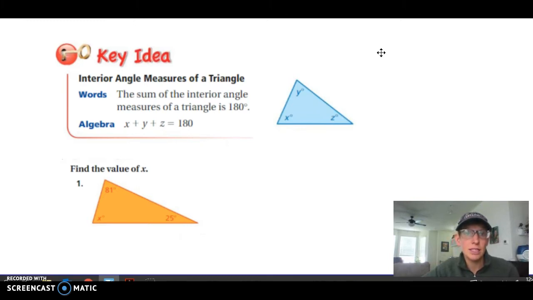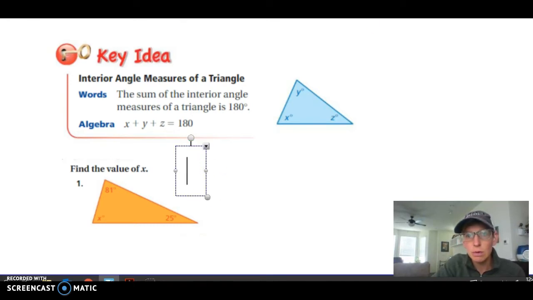It's about the idea that when you add up all of the interior angles of a triangle, you're going to get 180 degrees. So in this key idea, we can use this triangle to the side and say, let's take angle X plus angle Y plus angle Z. When we add them together, X plus Y plus Z, we're going to get 180 degrees. So let's practice that. I know we've done this before, but it's been a while, so let's just give it a try.